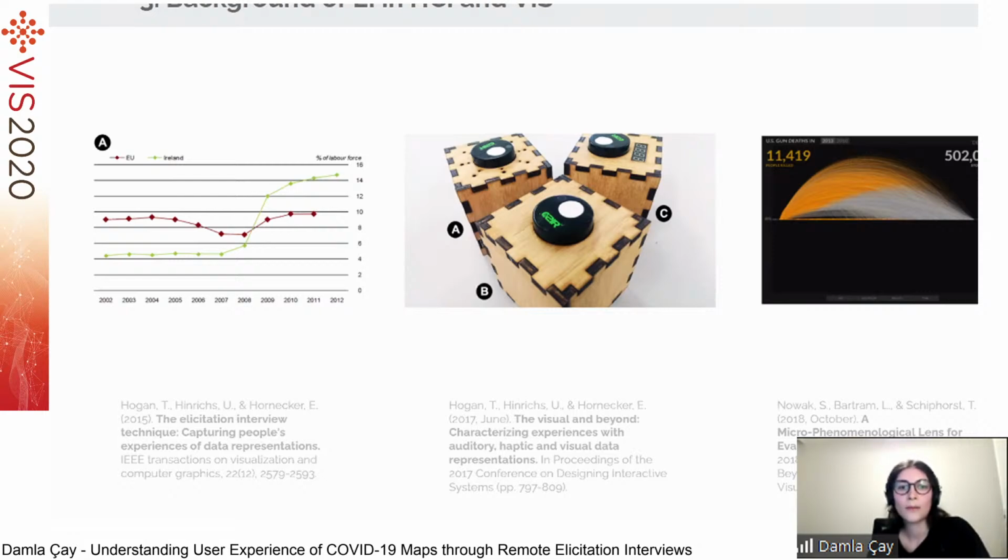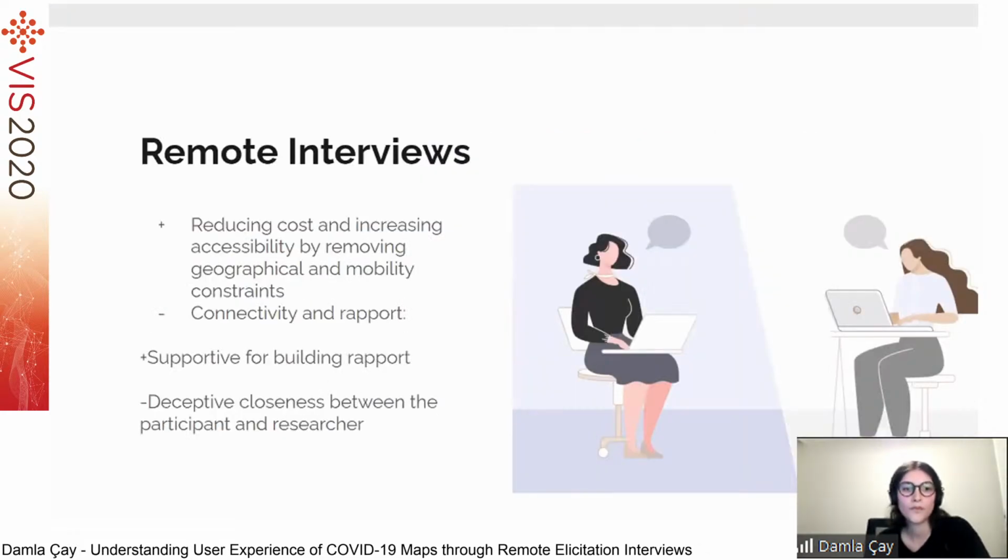We believe applying EI to complex interactive visualizations is important, as interactivity is a key element. And remote interviews in general have many advantages in terms of reducing cost and increasing accessibility by removing geographical and mobility constraints. On the other hand, challenges were reported regarding connectivity and rapport. Poor internet connection can cause calls or recordings to be disrupted. While studies found remote interviews supportive for building rapport, they caution against a deceptive closeness between the participant and researcher.